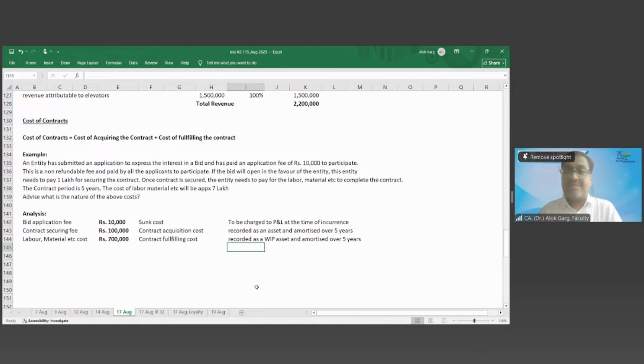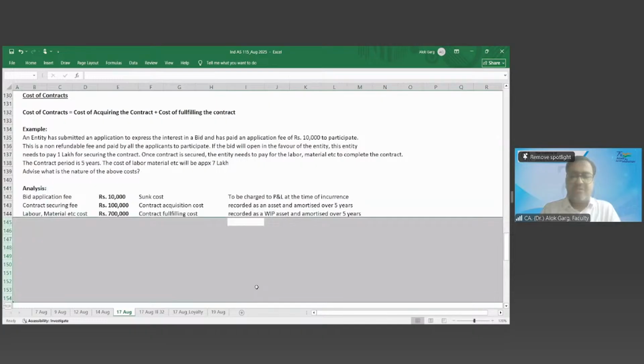As I told you, on day one you purchase the entire material. Will you recognize it as a cost on day one? The answer is you have to record it as a work in progress asset and then you need to release the cost. Okay, so this is the concept of the cost.